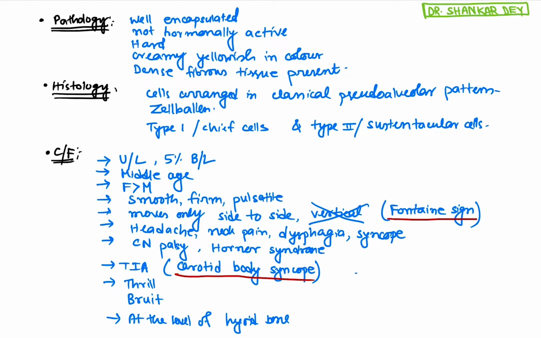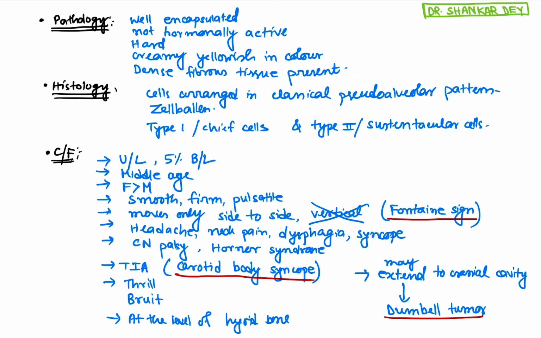Often, this tumor may extend to the cranial cavity. When it extends to the cranial cavity, it is called a dumbbell tumor. Now I will show you the image of carotid body tumor.